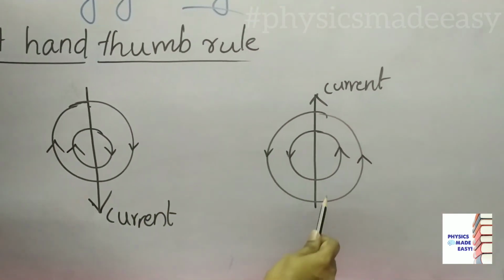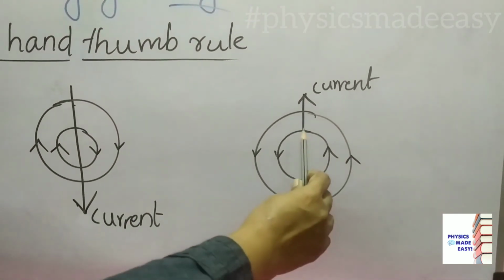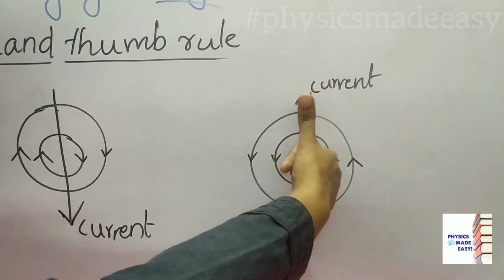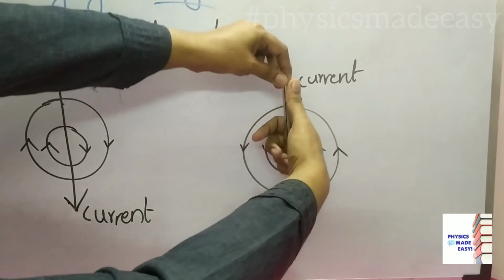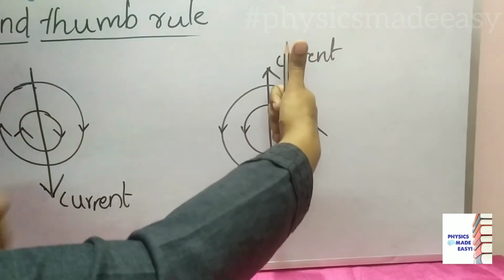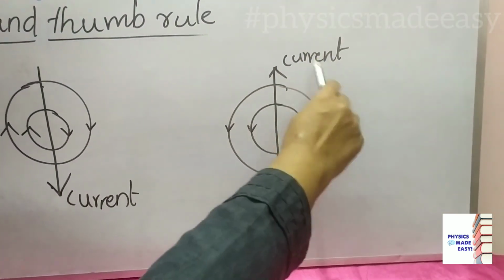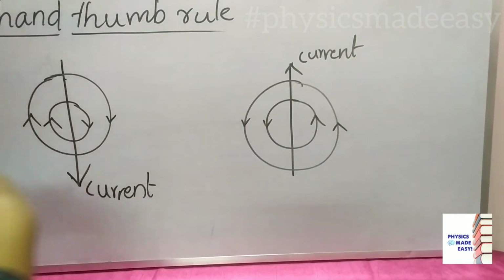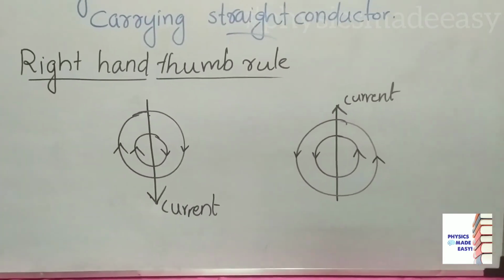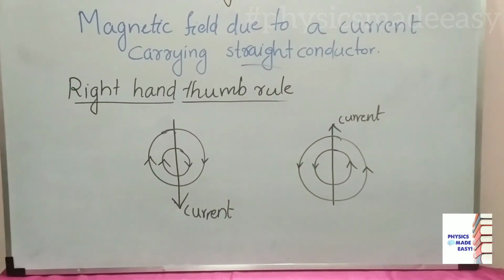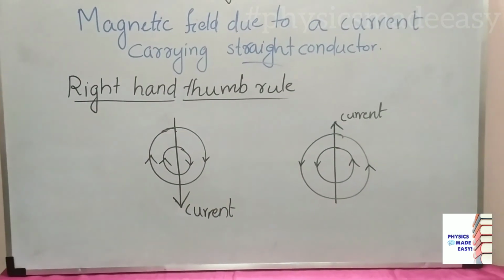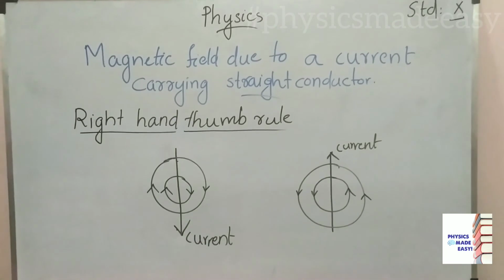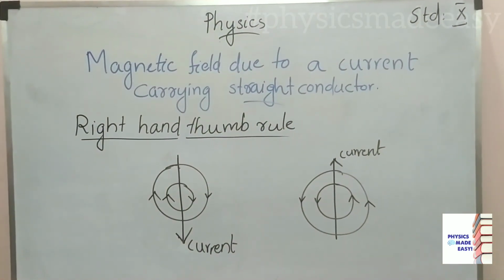Then here you can see now the current is in the upward direction. You can see like this way. So here the thumb gives you the direction of current and the wrapped fingers give you the direction of the magnetic field line. So that you can represent like this way. Here this is the direction of current and this is the magnetic field line. Okay, this is about the magnetic field lines of a current carrying straight conductor. Okay children, in the next class we will learn the magnetic field due to a circular loop and solenoid.